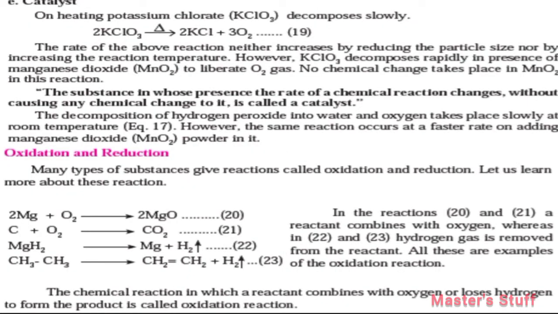Fifth, catalyst. On heating, potassium chlorate, KClO3, decomposes slowly. 2 KClO3 on heating gives 2 KCl plus 3 O2. The rate of this reaction neither increases by reducing the particle size nor by increasing the reaction temperature.